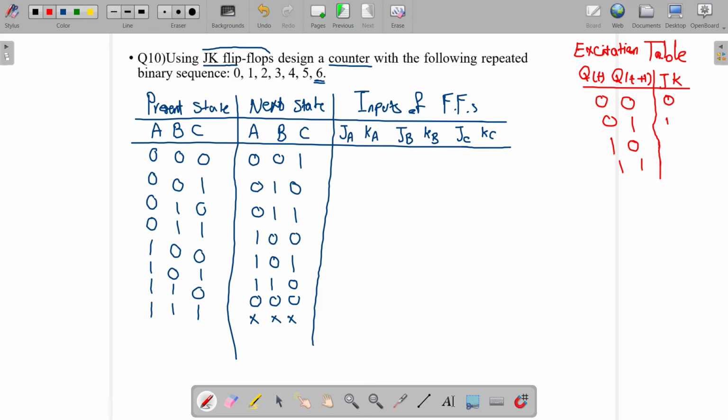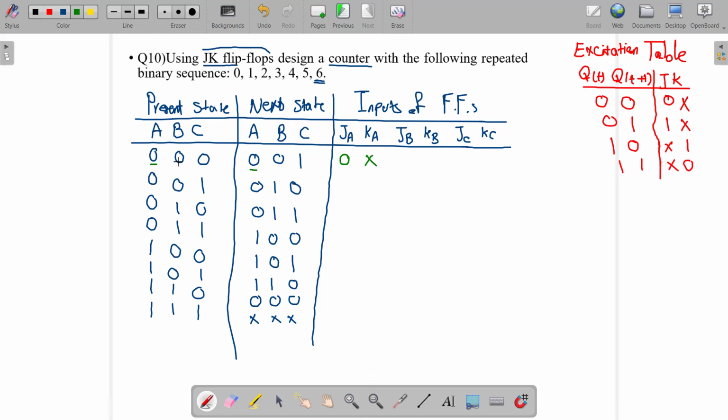And we have 0, 1, X, X, X, X, 1, 0. Okay, using this excitation table, we can fill these columns. How? As an example, I say that AT is 0, AT plus 1 is 0. What will be JA, KA? 0, 0, 0x.